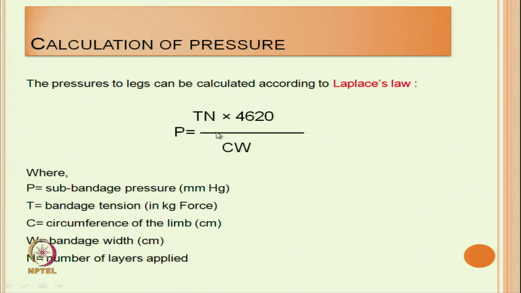As we increase the circumference of the limb, the pressure will reduce. The circumference of the limb is inversely proportional to the curvature. So, if we increase the circumference of the limb, the pressure will decrease, keeping all other parameters constant, and bandage width, as I have already mentioned. With the increase in bandage width, the pressure applied will reduce.